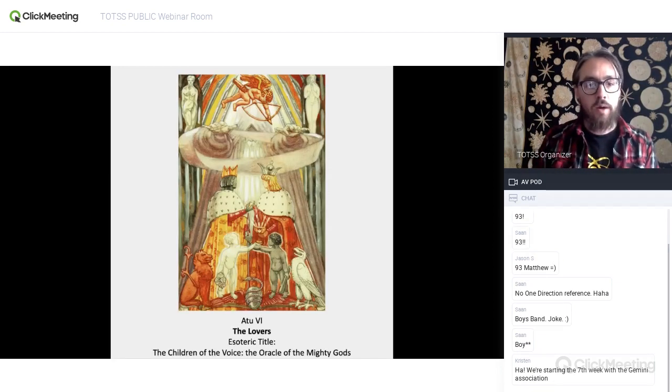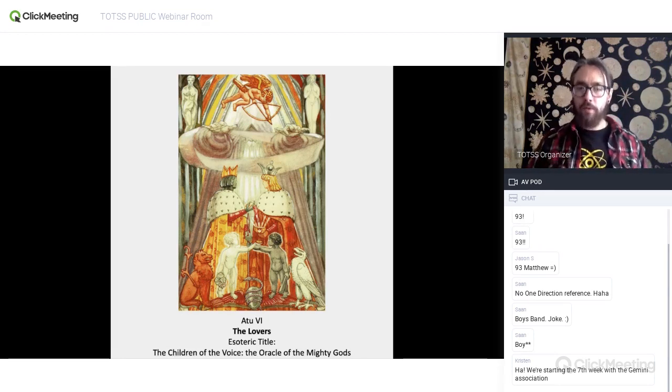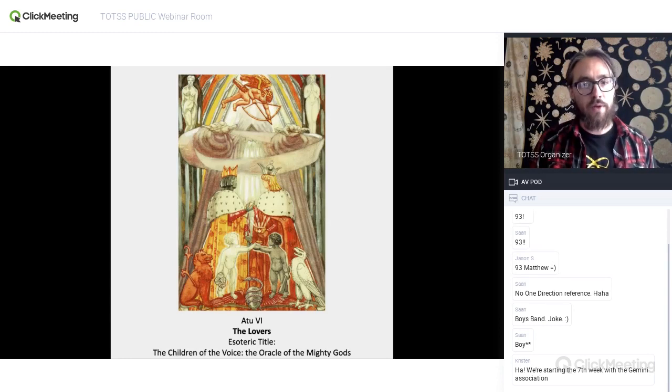All right, and then we come to our tarot trump. So this is Atu 6, the Lovers. And our esoteric title, this is another one of the double esoteric titles, is The Children of the Voice, the Oracle of the Mighty Gods. So again, we've already talked about this idea of voice and of oracle, and that's definitely present here.